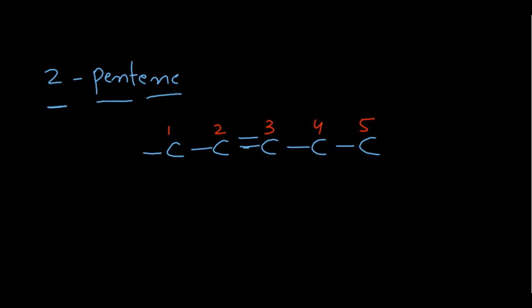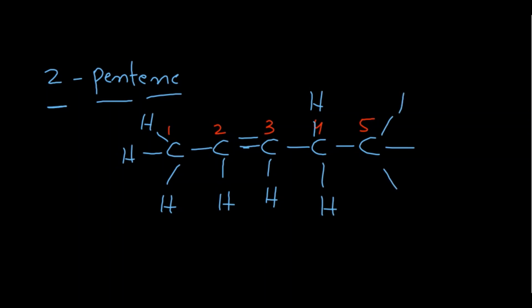Now we will fill the vacancies of each carbon with the help of hydrogen to make each carbon tetravalent. We make 3 hydrogen with the first carbon: 1, 2, 3. Now the second carbon forms 3 bonds, 1, 2, 3, so we write 1 hydrogen to make it tetravalent. Similarly, the third carbon also forms 3 bonds, so we add 1 hydrogen. The fourth carbon forms 2 single covalent bonds, so we add 2 hydrogen. And with the fifth carbon, we write 3 hydrogen to make it tetravalent.